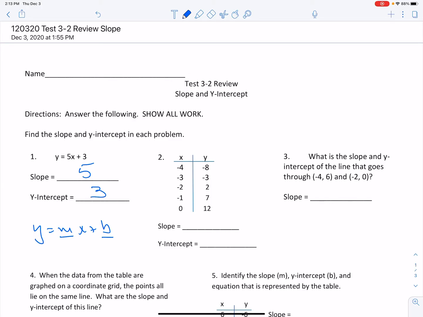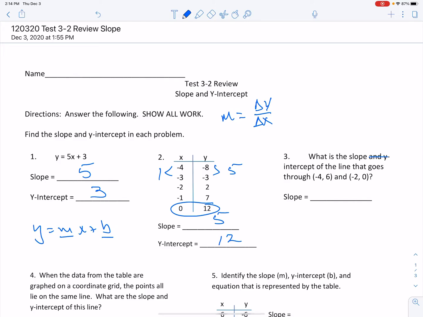Now, number 2, what I'm asking you on this one is to tell me what the slope and y-intercept are from this t-chart. We know in order to find slope from a t-chart, we do delta y divided by delta x, which is the change on the right side divided by the change on the left side. So 5 divided by 1 is 5. And we know our y-intercept is going to be the y value when x is 0. So it's 12.